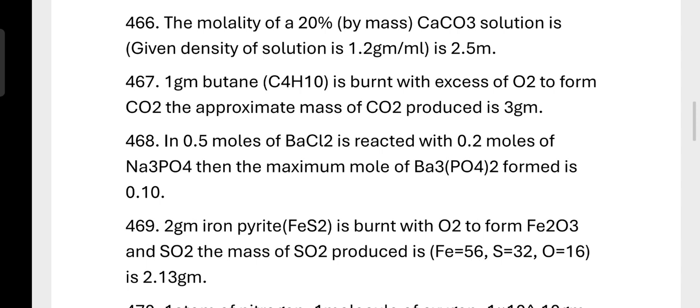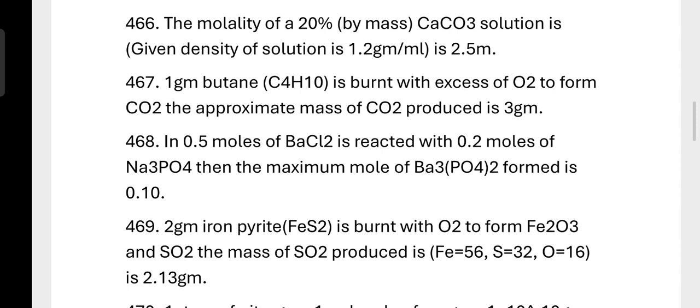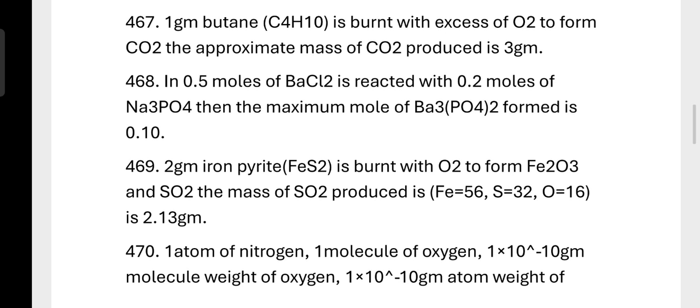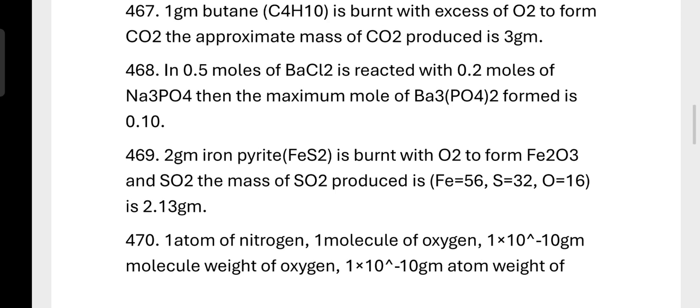The molality of a 20% by mass CaCO3 solution, given density of solution is 1.2 grams per ml, is 2.5 m. 1 gram butane C4H10 is burnt with excess of O2 to form CO2. The approximate mass of CO2 produced is 3 grams.